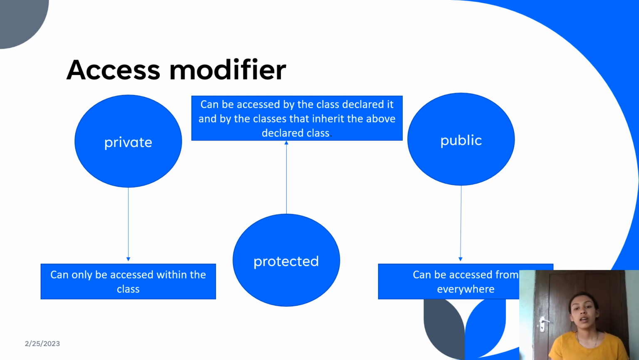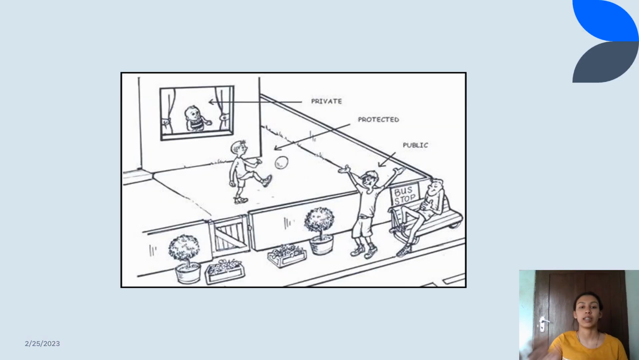On the opposite, a public variable or public function is accessible from everywhere. It can be accessed within the class or outside of the class. And in the middle of that, protected visibility is also there, which is used to access a method or property within the class, and also from the classes which inherit it. So a protected variable or method can be accessed by the class declaring it and by the classes that inherit the declared class.